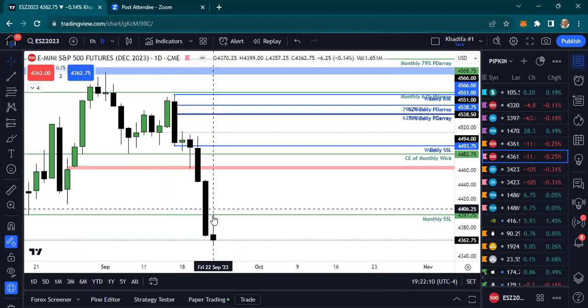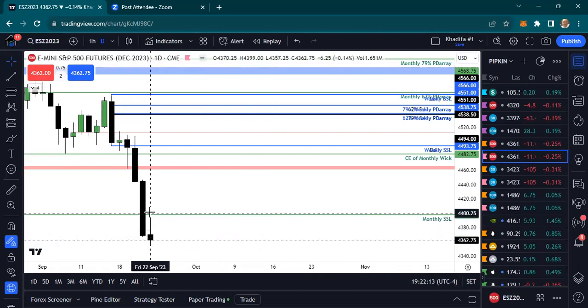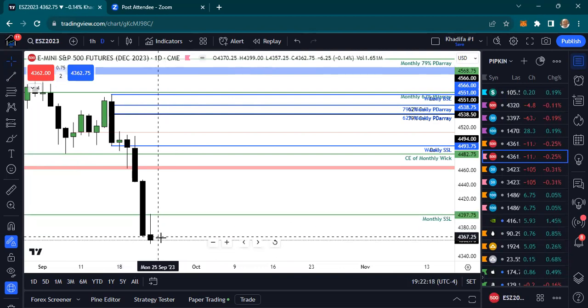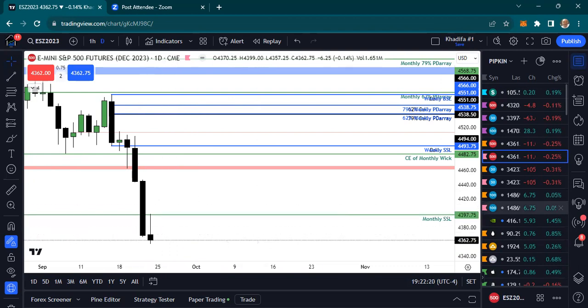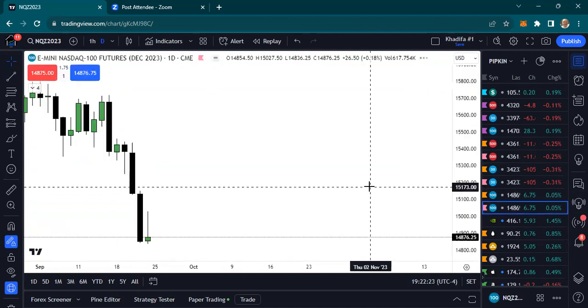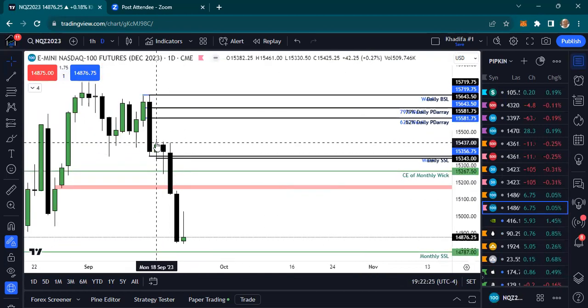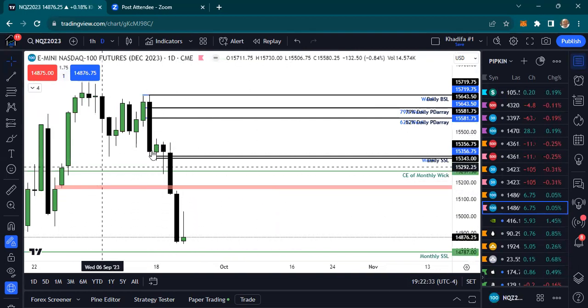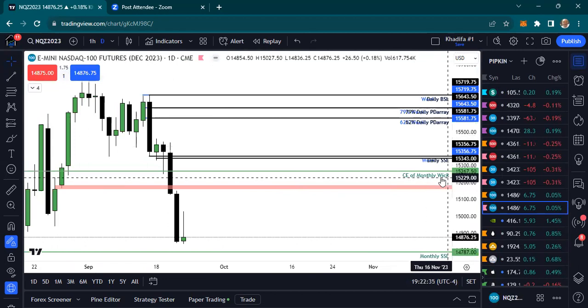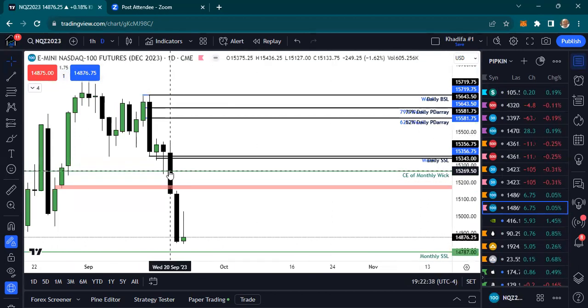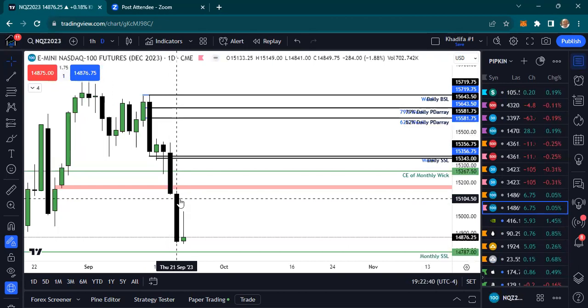And as you can see, we just sliced through that. And today we came back up to retest it, could not break and close above it, and sold back off to close the day. And that was pretty much across futures this week. That slight pullback here Monday, and then the rest of the week was down. Came down through that consequent encroachment of that monthly wick that I talked about Wednesday.